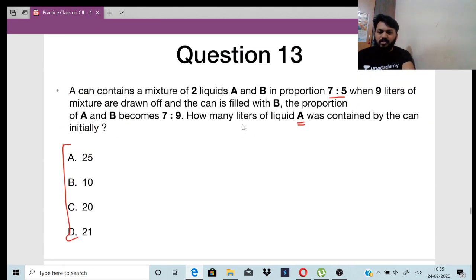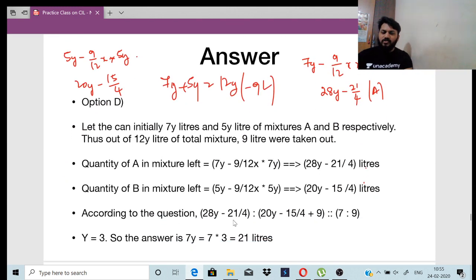What is the final ratio given? 7:9. So 28y minus 21 by 4, over 20y minus 15 by 4 plus 9, is equal to 7:9. Formulate the equation. Y equals 3.